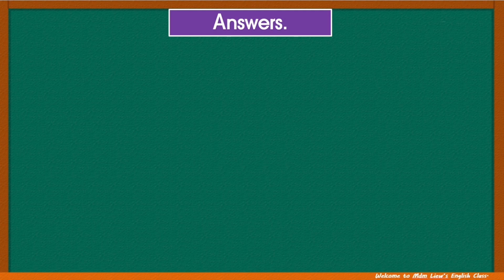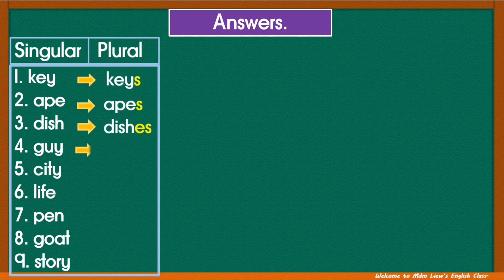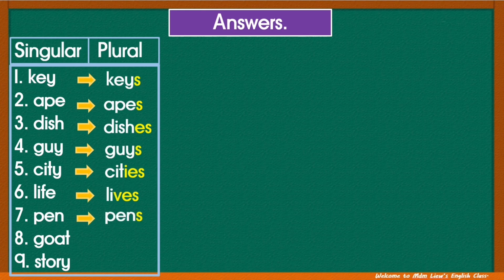Let's check the answers together. If you got your answer wrong, please write down the correct answer. Are you ready? Key becomes keys. Ape becomes apes. Dish becomes dishes. Guy becomes guys. City becomes cities. Life becomes lives. Pen becomes pens. Goat becomes goats. Story becomes stories.